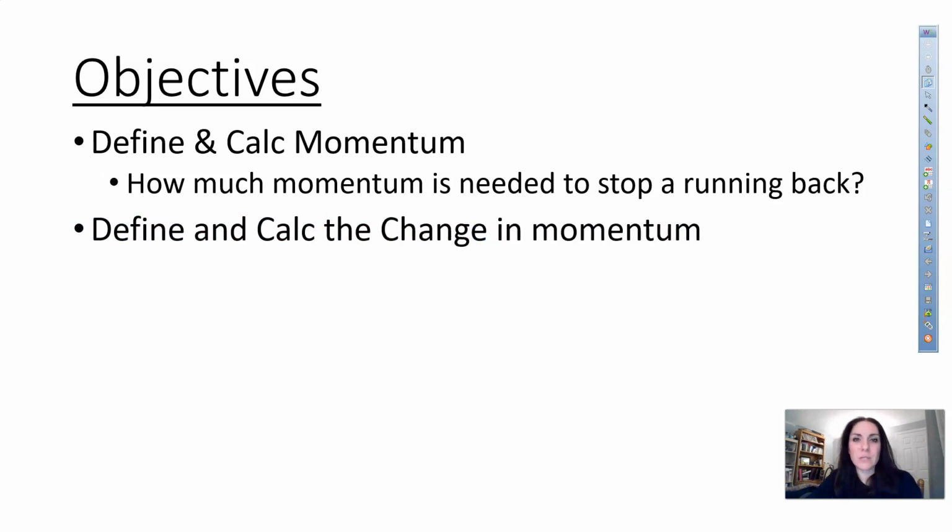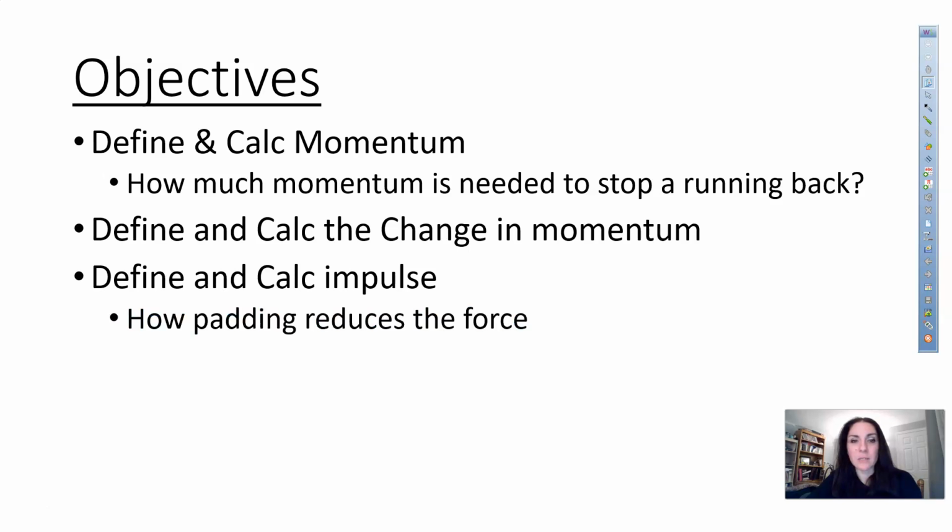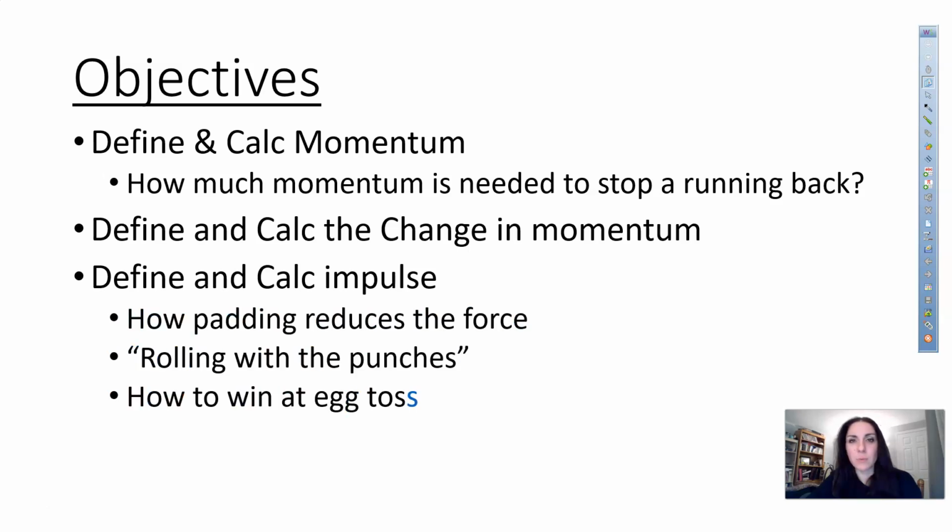The other thing I want to do is calculate and talk about changing an object's momentum, and then, which is related, talk about impulse. We're going to talk about the impulse momentum theorem and lots of different applications of this. For example, why do we use padding to reduce the force? Like airbags, right?